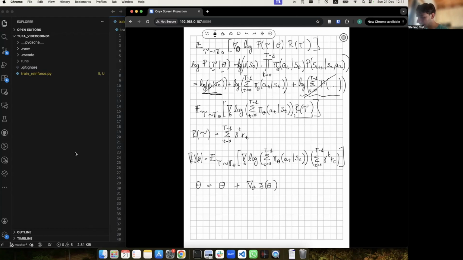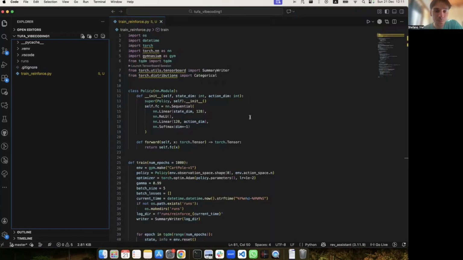And in this case, this gradient would be just computed using torch and auto differentiating functions. Okay, I will quickly show the implementation that I did of this REINFORCE.